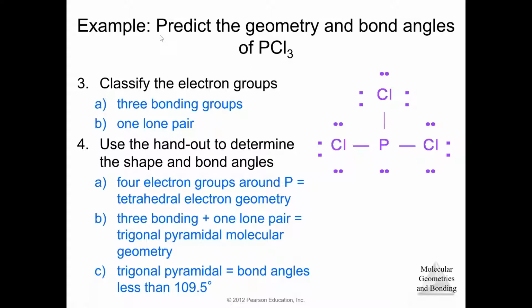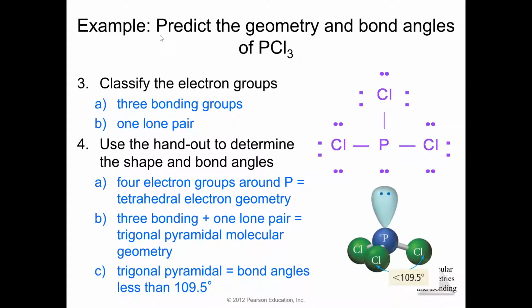If it was a bonded atom, then it would be perfect, 109.5, perfect tetrahedral angle. So that's what the shape would look like. All right.